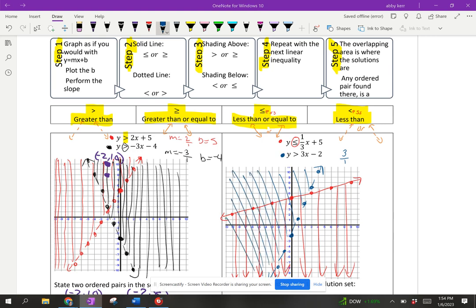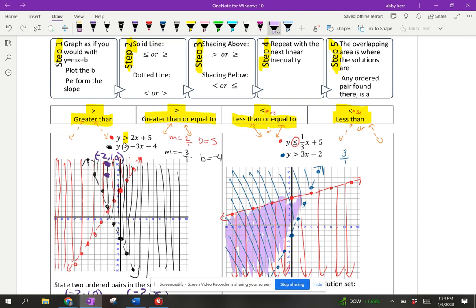So the whole area above the dashed line or dotted line will be a solution set for that inequality. Now, step 5 says the overlapping area is where the solutions are. So once again, I'm just going to highlight the overlapping area, the blue and the red.